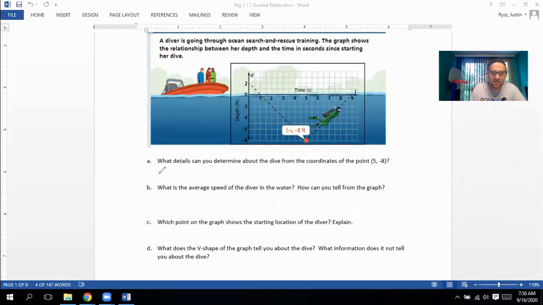So we can say at 5 seconds, we know her depth is at -8 feet, but that's the lowest to go. So at 5 seconds, we have the lowest point. That's a terrible L. Lowest point of 8 feet below.